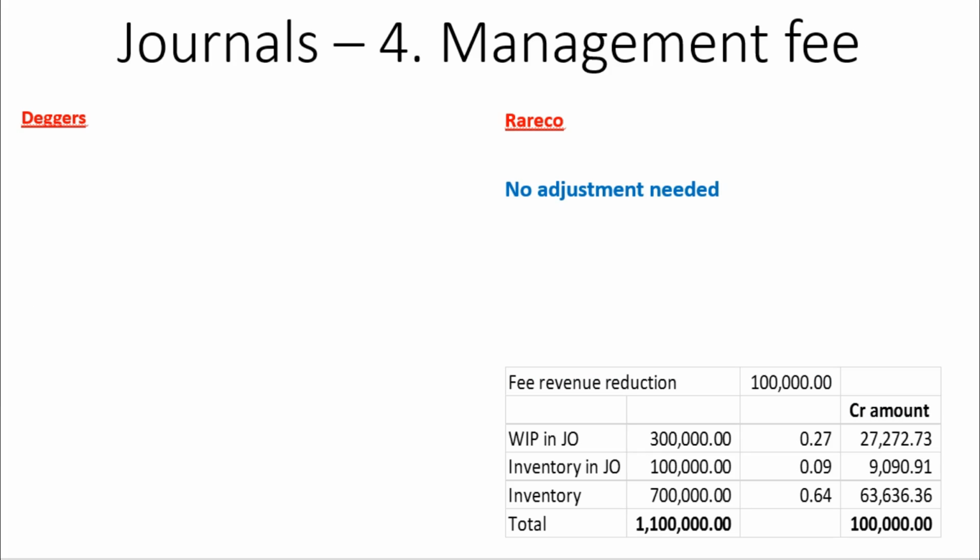Our next one, we're doing step 4, management fee. So RareCo, no adjustment needed. Why? Because Deggers Limited is providing the management fee or providing the management services. So RareCo shares in half of the management fee, which from their perspective is absolutely fine. Okay, they've been provided a management service. They're happy to pay for that management service.